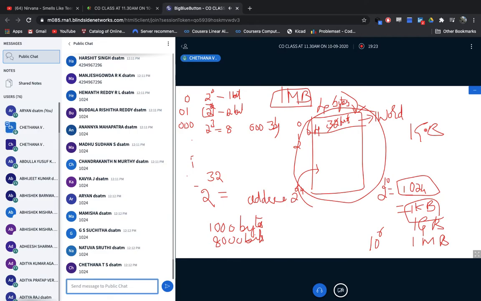Suppose your pen drive has 8 GB of memory. So what's the meaning of that? 8 GB of content, binary data, that you're going to store inside the memory. So that is the concept of memory.